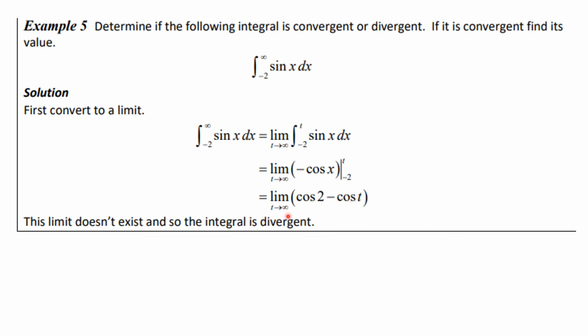But as t tends to infinity, you see this never really gets close to and stays close to a number. It oscillates between 0 and 1. So this limit does not exist. So the integral is divergent. We will continue this discussion in 41.2.